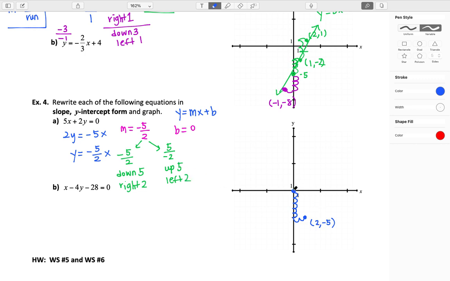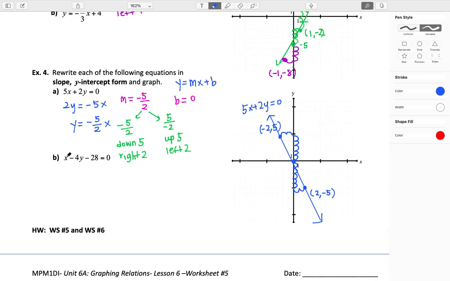So let's go up 5. So 1, 2, 3, 4, 5. And we're going left 2. 1, 2. This point must be negative 2 comma 5. And there you have it. So 3 points on the graph. Oh wow, it works out as a straight line. And don't forget the arrows. So this equation is 5x plus 2y equals 0.